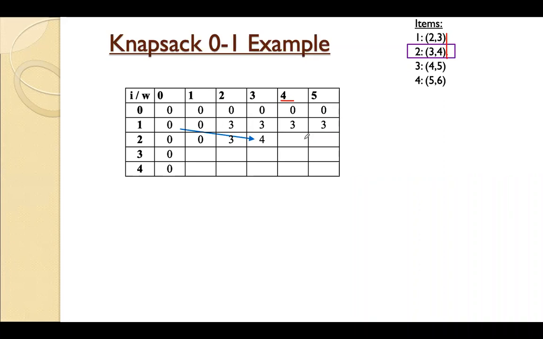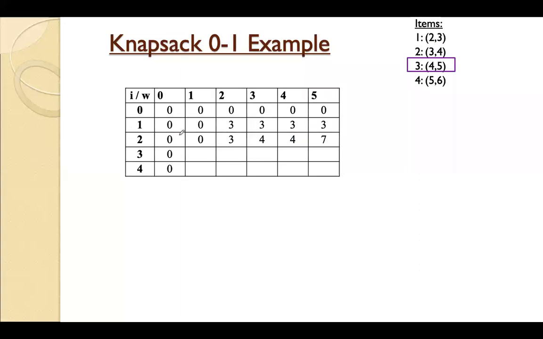So this value will keep 4 itself. When W is equal to 5, among these two items, I can add up these two items. 2 plus 3 is 5. Profit will be 7. So this value will be 7. Okay, value is 7. Next, go to third item.